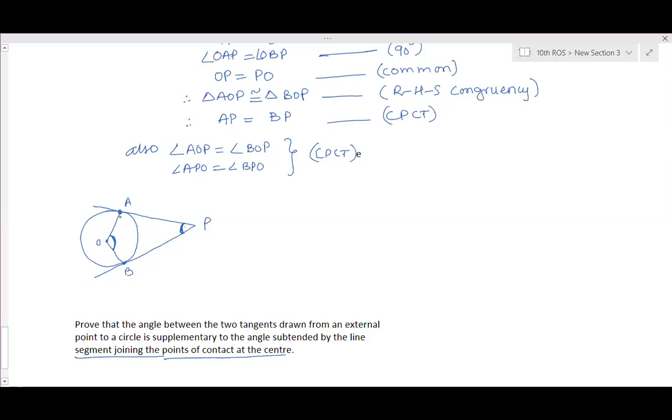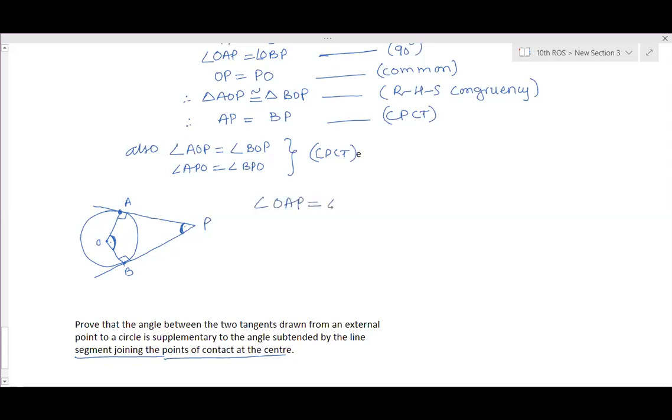So one marker I told you. What is this angle OAP? 90 degrees. OBP is 90. OAPB is what? Quadrilateral. Sum of all angles? 360. Out of these, two opposite angles are 90 and 90, which is 180. So 360 minus 180 is how much? 180. That means the sum of these two is 180. Are they supplementary? Yes. That's it.